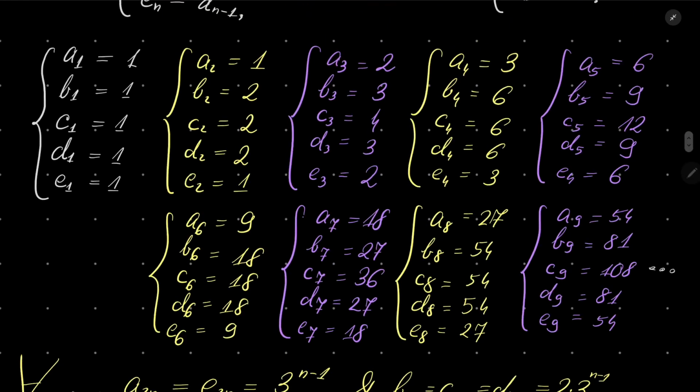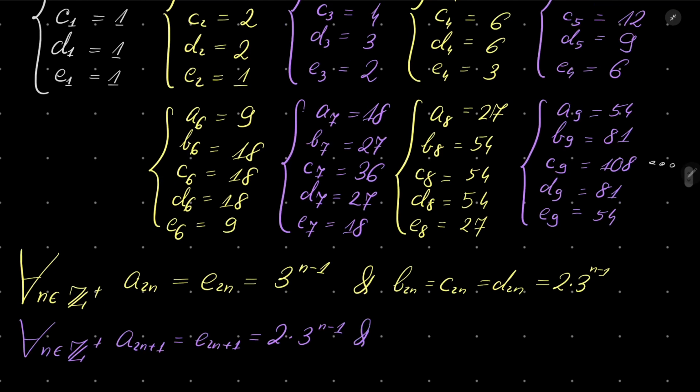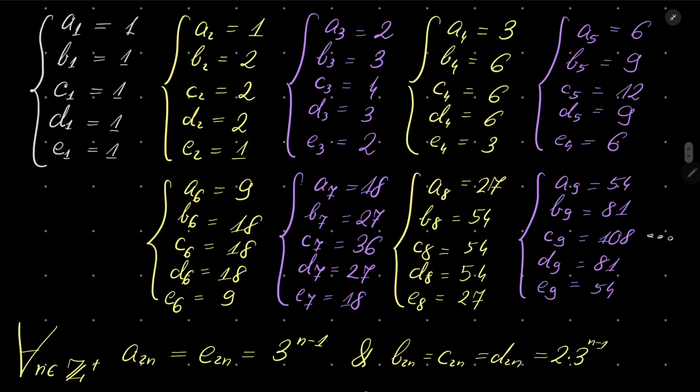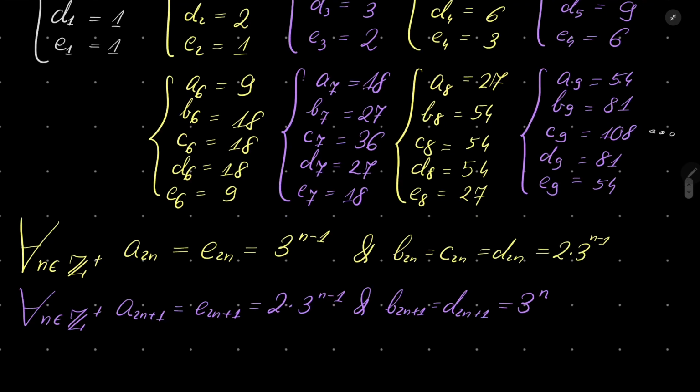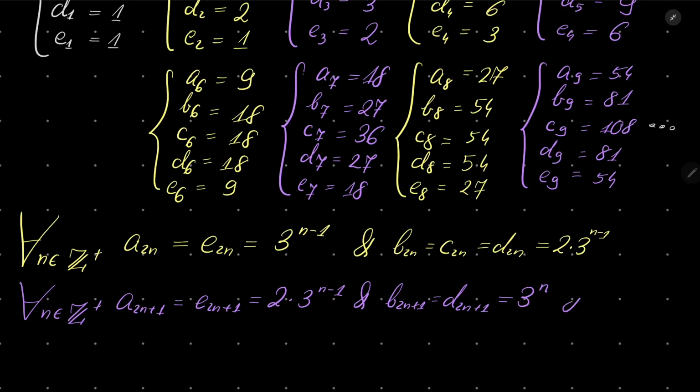It is. Okay, what about b2n plus 1 and d2n plus 1? Well, let's take a look. It's 3 over 2 times as large as a term. Yes, for example, 18 times 3 over 2 is 27. So I multiply this by 3 over 2, so it's 3 to the power of n. For example, for n equals 1, b3 equals 3. It is. And what about the c term, c2n plus 1? Well, it's twice as large as a. So it's 4 times 3 to the power n minus 1.